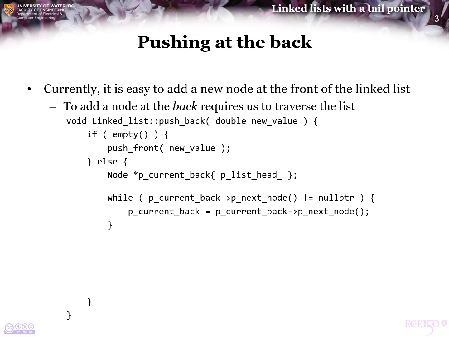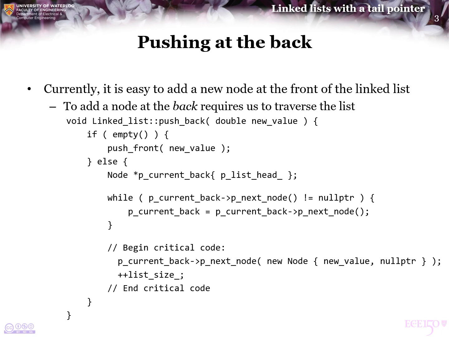Now we're guaranteed this will work because we checked if it was empty. So at this point, we're guaranteed that there is at least one node in the linked list. Once this while loop finishes, the current back local variable stores the address of the last node in the linked list. Thus, we can perform our critical code. We will update the next node of the current node at the back of the linked list by setting its next node to a new node that stores the new value we want, and its next pointer will now be nullptr. Also, we'll update the list size member variable.